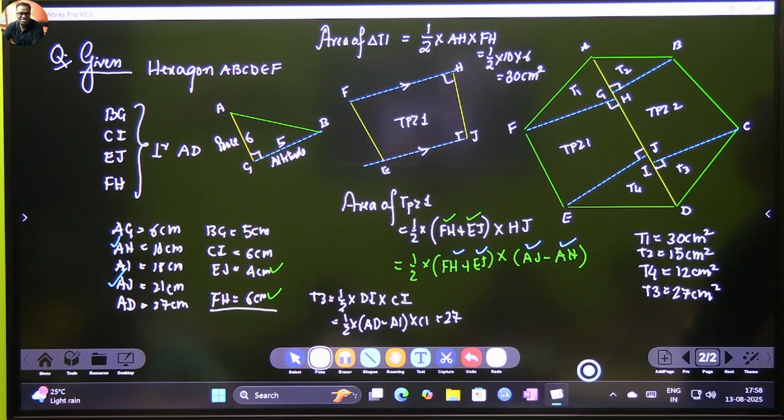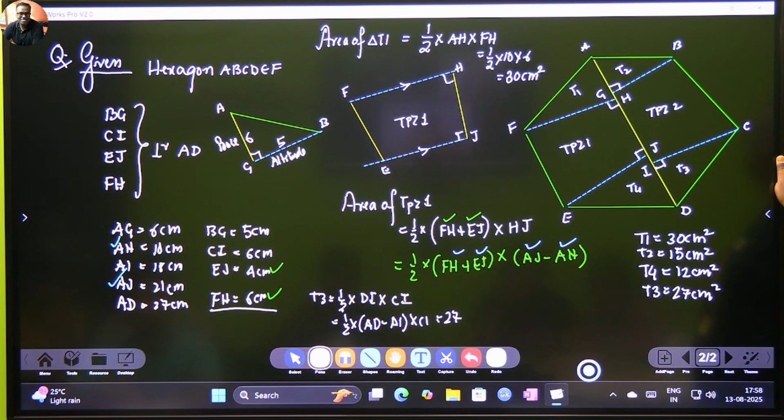Triangle 4, T4. What is the area? 18 centimeters square. T4, how much have you got? 18. How did you get 18? 81. What is the formula for T4? Can you tell me? What is the formula of the area of T4?